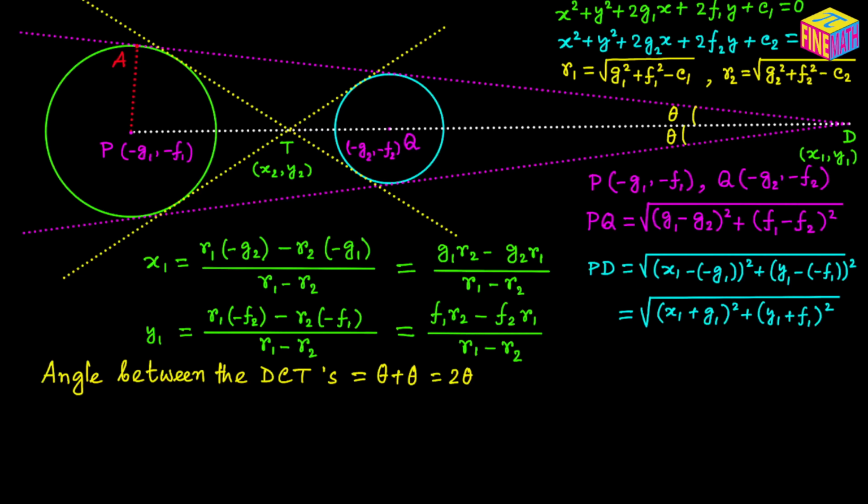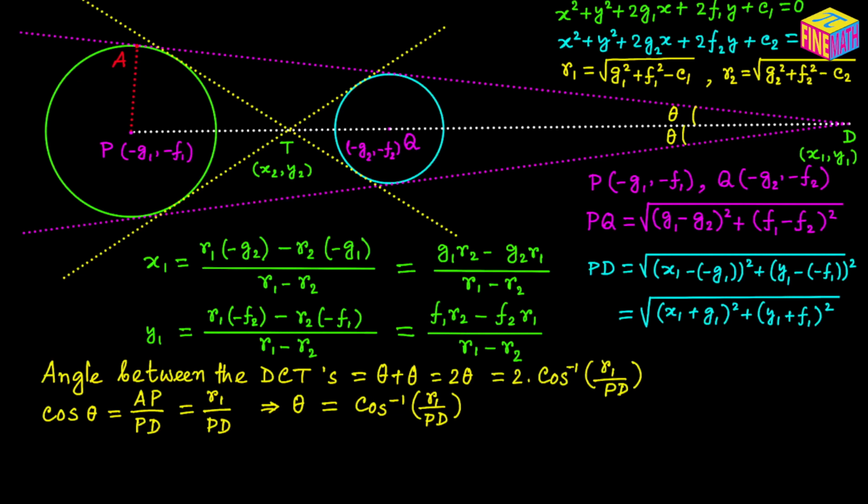Next, let's try to find out the angle between the two direct common tangents. Let's assume that the angle ADP is theta. So the angle between the direct common tangents will be theta plus theta, which will be equal to 2 times theta. And what will be cosine of theta? Well, cosine of theta will be equal to AP over PD, and that can be written as R sub 1 over PD. And we have already calculated the length of PD, so we can easily calculate the value of cosine of theta. And from here we can say then theta will be equal to cosine inverse of R sub 1 over PD. And then what will be the value of 2 times theta? Well, that will be 2 times cosine inverse of R sub 1 over PD. So that is the angle between the direct common tangents.